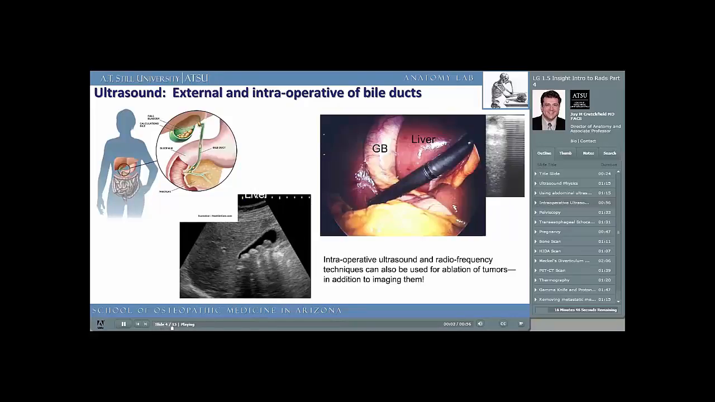Ultrasound is usually performed external to the body, through the skin, and can also be performed intraoperatively into a variety of anatomical cavities, for example, the thorax, the abdomen, or the pelvis. Here we can see an intraoperative ultrasound probe used to assess whether there are gallstones in the gallbladder and/or the common bile duct. The middle lower image shows gallstones within the gallbladder. Notice how the ultrasound beam causes a shadow as it passes through the gallstones. The relevant anatomy is reviewed in the image located in the upper left. Interestingly, intraoperative ultrasound and radio frequency techniques can also be used not only to find tumors, but to ablate them intraoperatively. The technology is almost endless for ultrasound.